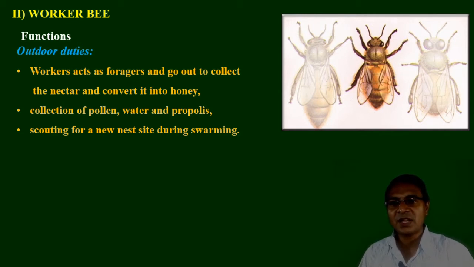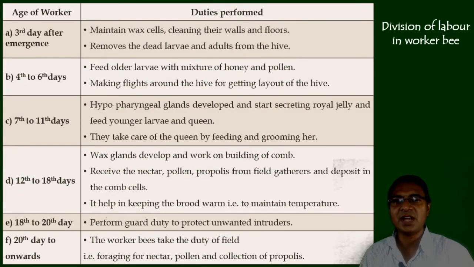They also act as scout bees for searching for the food materials, and worker bees act as scout bees to find a place to construct the new comb during swarming. After that, the division of labor in the worker bees. After emergence, on the third day, they maintain the wax cells, cleaning their walls as well as the floors, and remove the dead larvae and adults from the hive. That point is very important. It means that in the first 3 days, cleaning is very important, and these worker bees are also known as cleaner bees.